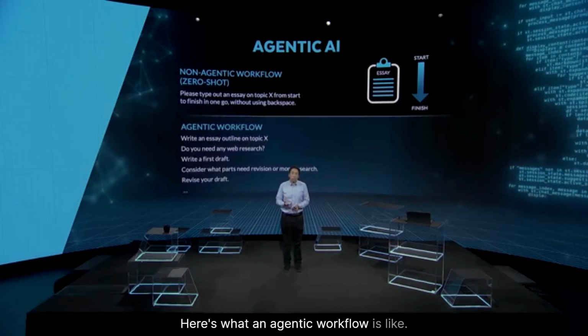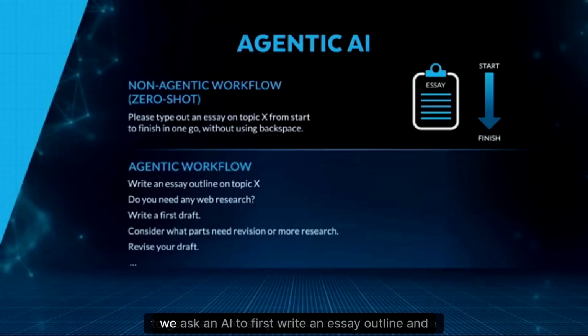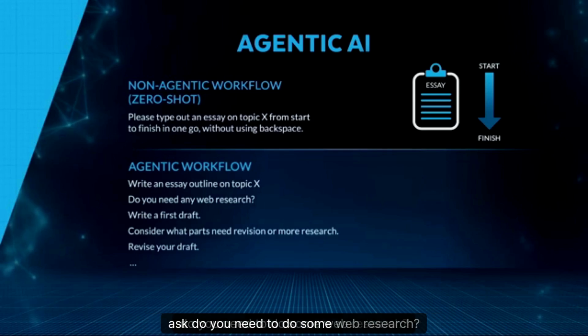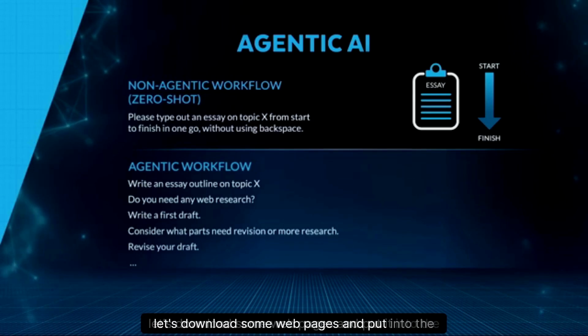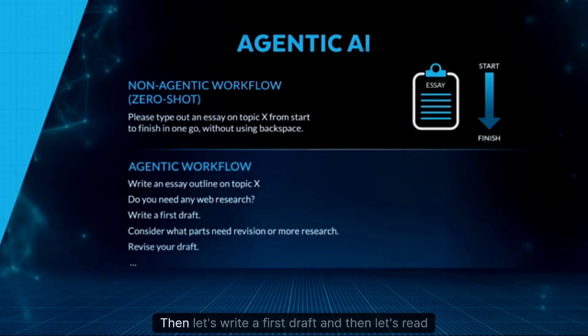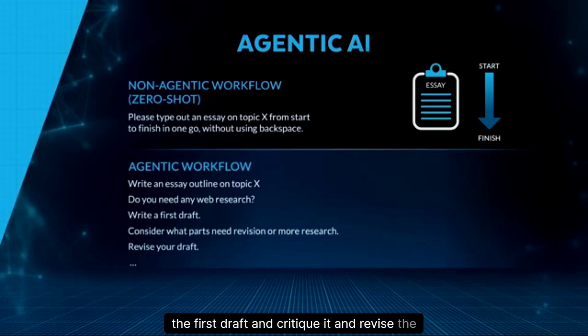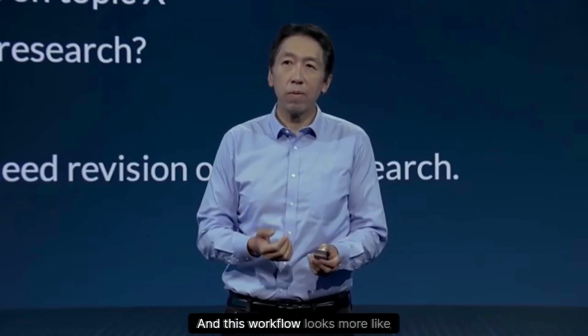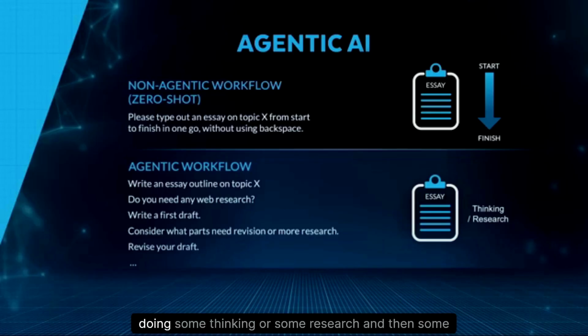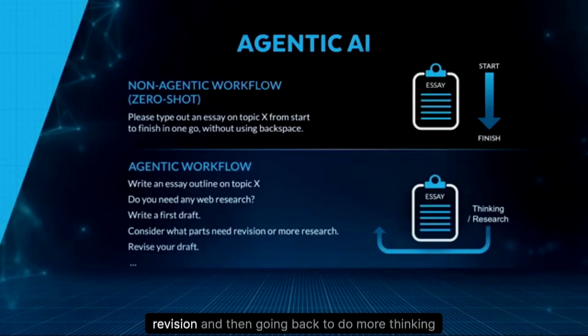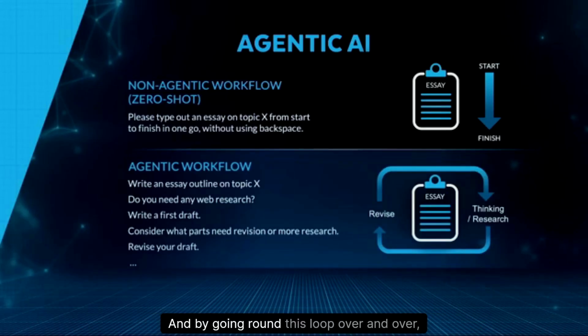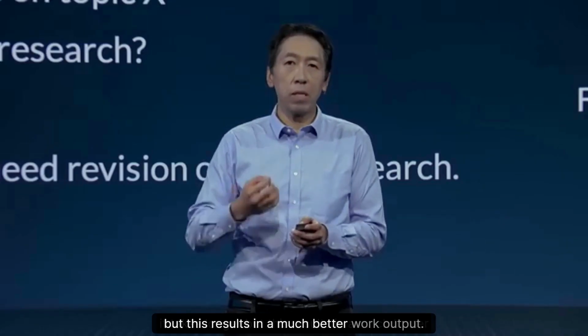Here's what an agentic workflow is like. To generate an essay, we ask an AI to first write an essay outline and ask it, do you need to do some web research? If so, let's download some web pages and put it into the context of the large language model. Then let's write a first draft, and then let's read the first draft and critique it and revise the draft and so on. And this workflow looks more like doing some thinking or some research and then some revision, and then going back to do more thinking and more research. And by going round this loop over and over, it takes longer, but this results in a much better work output.